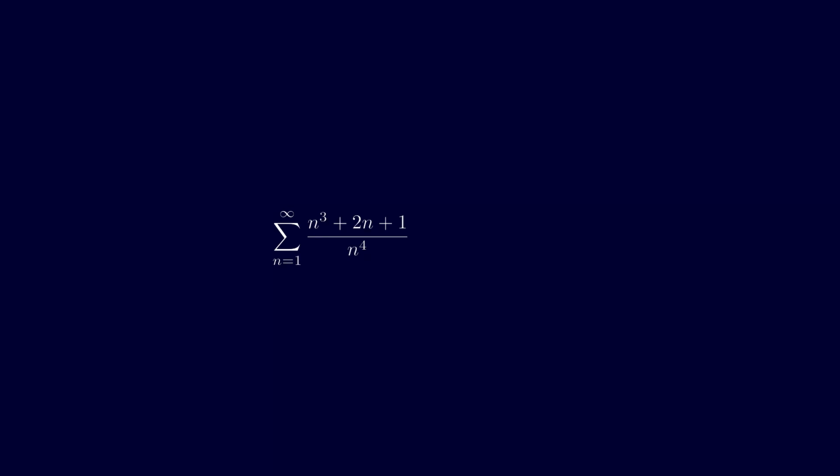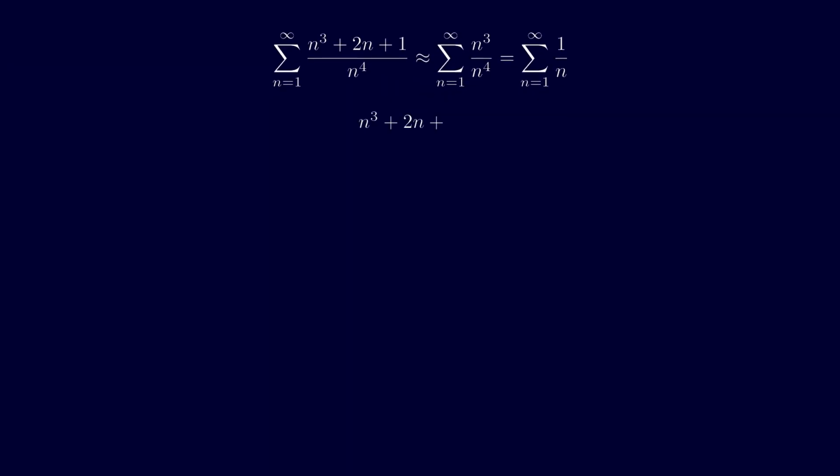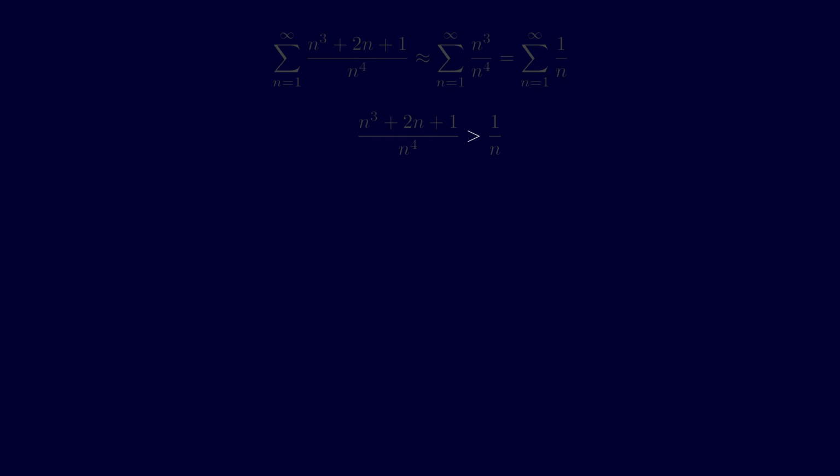Well, notice that if you ignore the other terms in the numerator, and then simplify, it ends up being very similar to the harmonic series. And this is good news, because the harmonic series is famously divergent. So, all we have to do is prove that our series is strictly greater than the harmonic series, or a multiple of it, and we'll know that ours is also divergent. And when I say greater, I mean literally greater than, like with a greater than sign and everything.